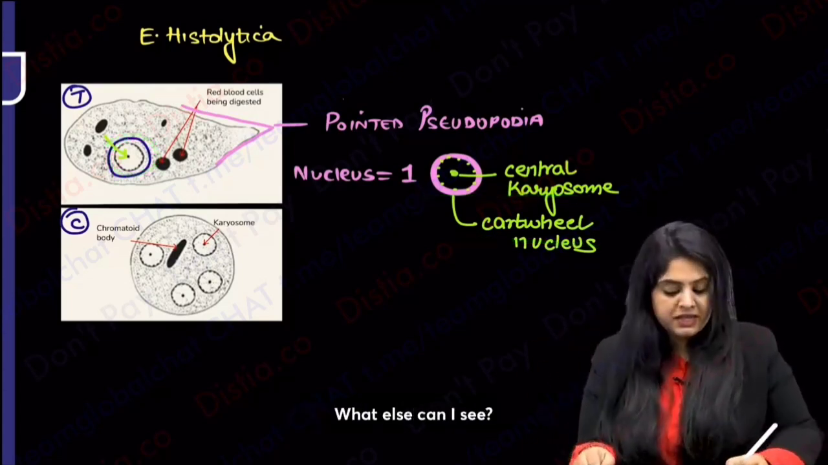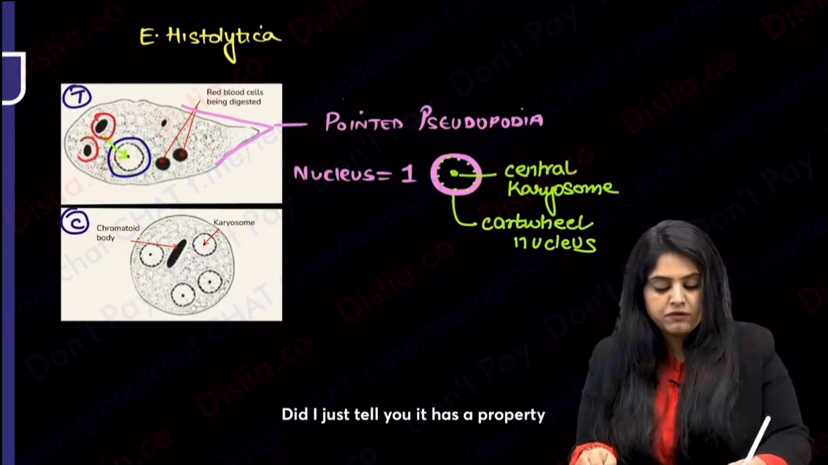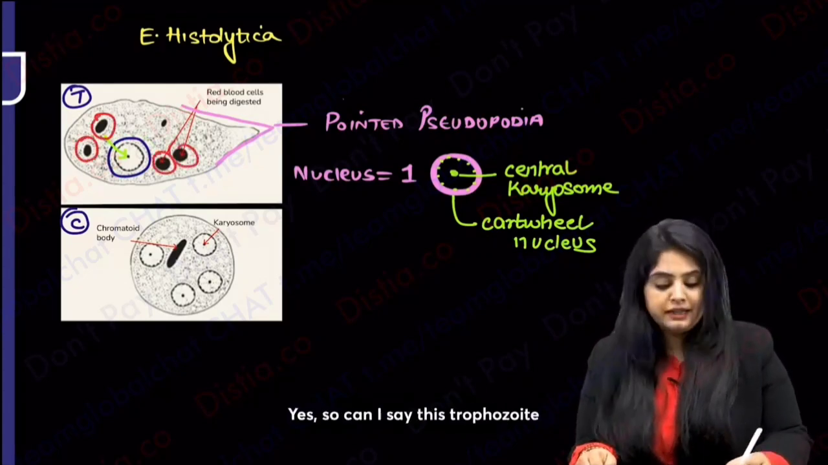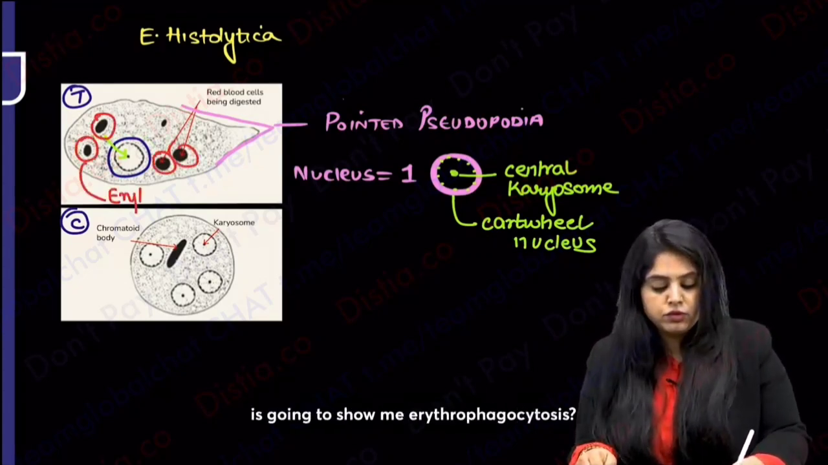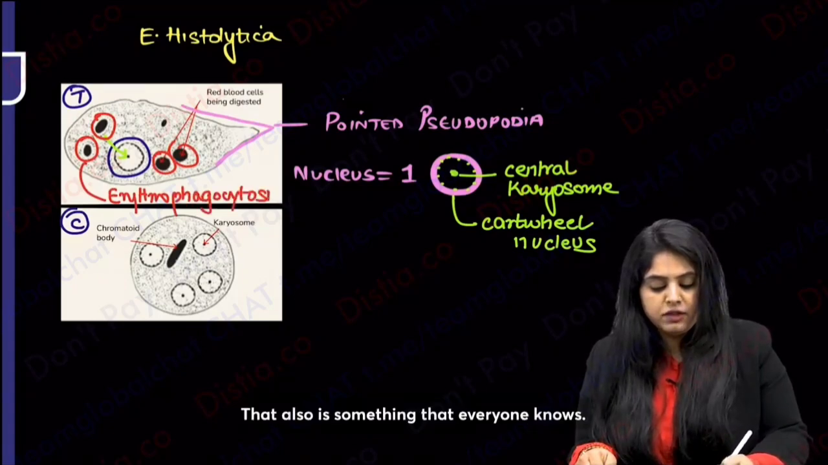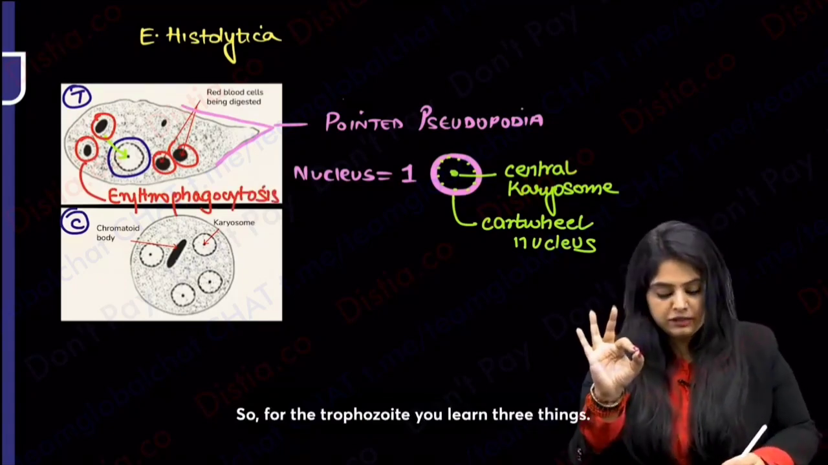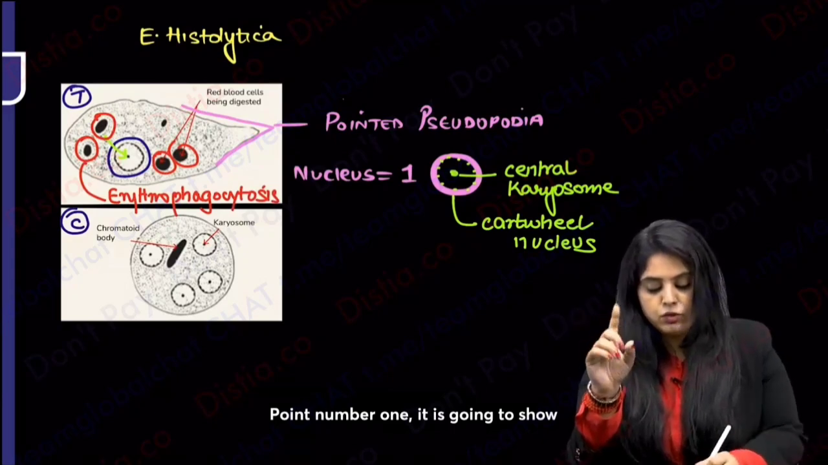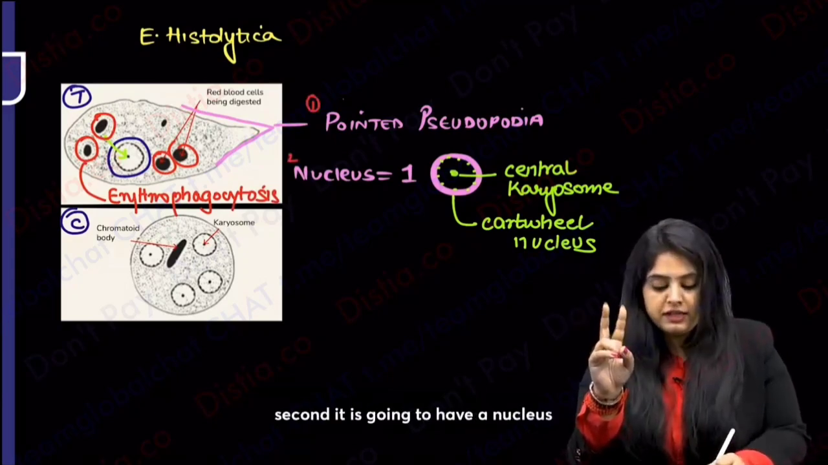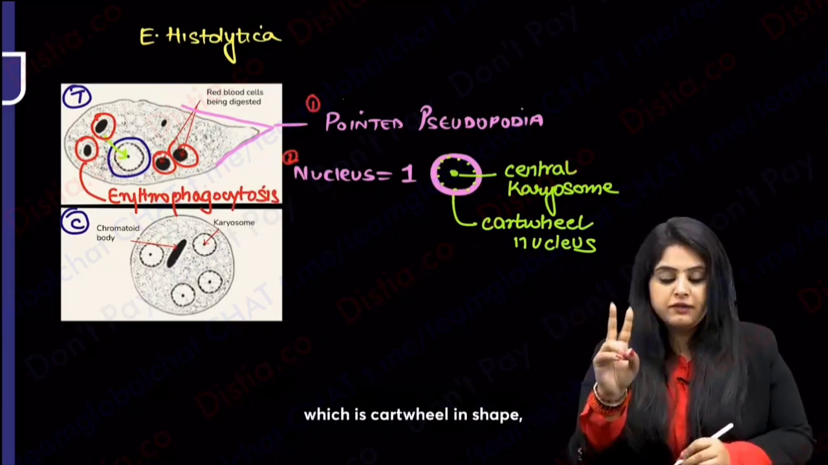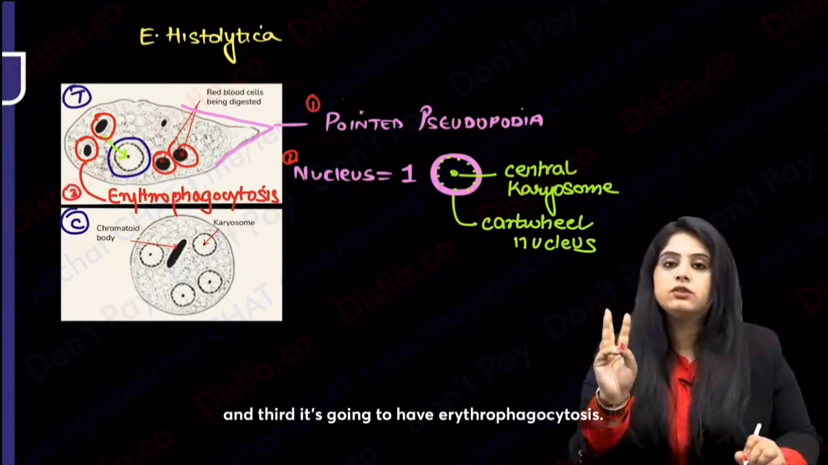What else can I see? Did I just tell you that it has a property of eating red blood cells also? Yes. So can I say this trophozoite is going to show me erythrophagocytosis? That also is something that everyone knows. So for the trophozoite, you learn 3 things. Point number 1, it is going to show you a pointed pseudopodia. Second, it is going to have a nucleus which is cartwheel in shape. And third, it's going to have erythrophagocytosis.